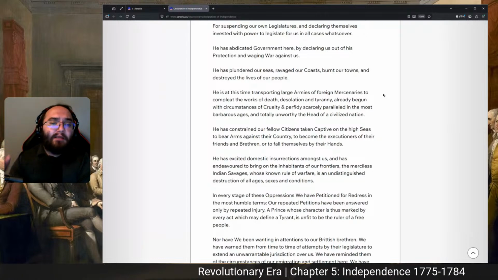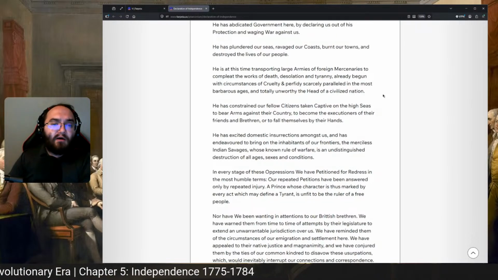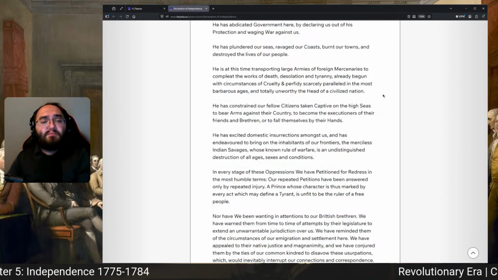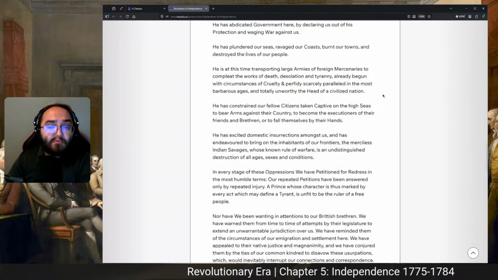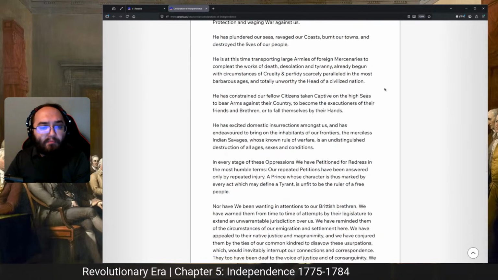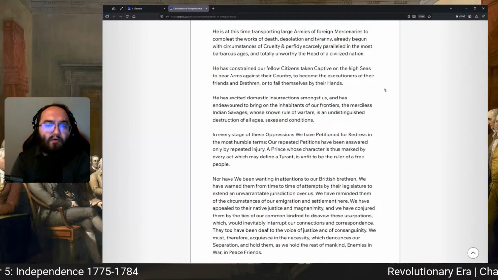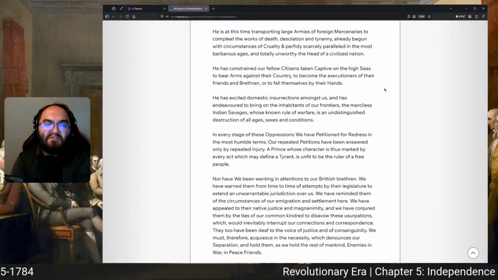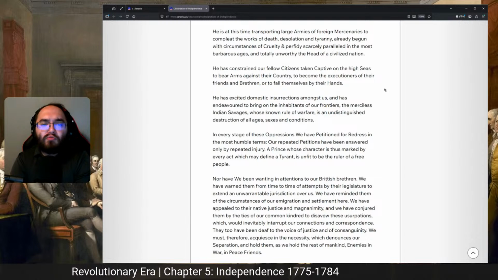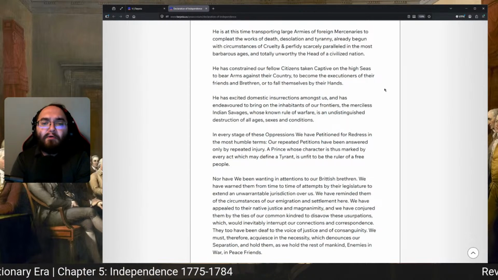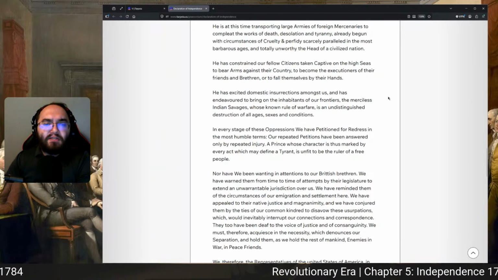He has abdicated government here by declaring us out of his protection and waging a war against us. He has plundered our seas, ravaged our coasts, burnt our towns, and destroyed the lives of our people. He is at this time transporting large armies of foreign mercenaries to complete the works of death, desolation, and tyranny already begun with circumstances of cruelty and perfidy scarcely paralleled in the most barbarous ages, and totally unworthy of the head of a civilized nation.